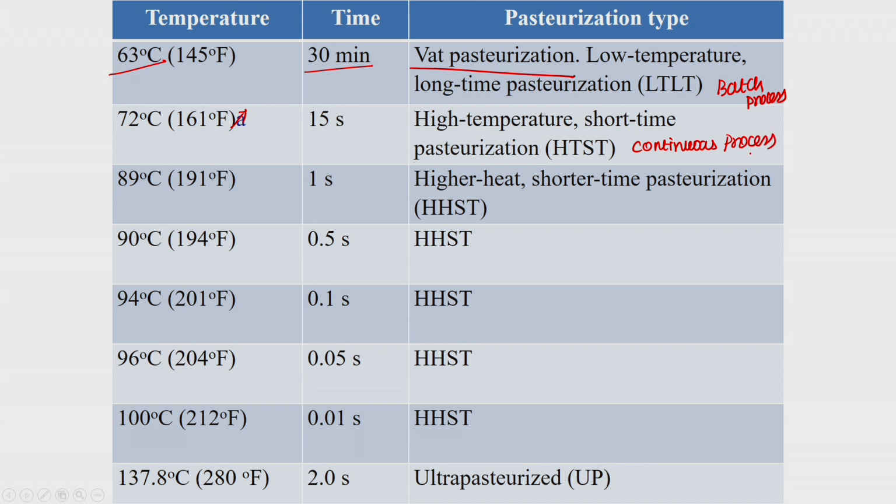So this was introduced to reduce the energy consumption, which is a disadvantage in the batch process. So here the temperature is 72 degrees centigrade, the hold on time is 15 seconds. Here one advantage is the pasteurized milk which comes out of the plate type heat exchanger. Here we use a plate type heat exchanger.